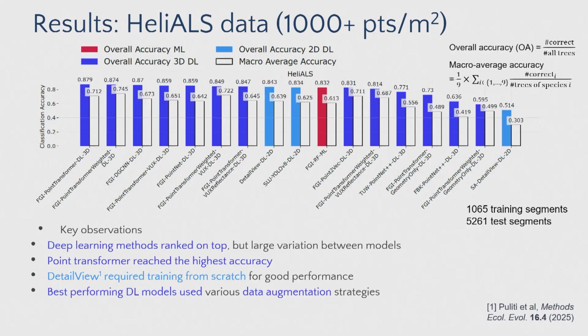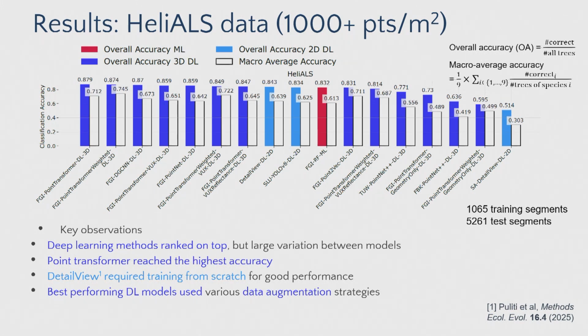So the overall best accuracy was 88%. I believe that the reference error is something like 2 to 3%, so it should be something like 90, 91, where all our errors are. If you look at DetailView, it's on the other side. It was the worst, but that was because it was pre-trained with data which does not correspond to Finnish conditions. And when it was trained locally, you see it in the middle, it's 84%. So it means that tree species classification always requires some local training data.